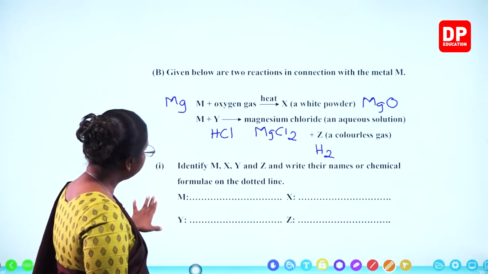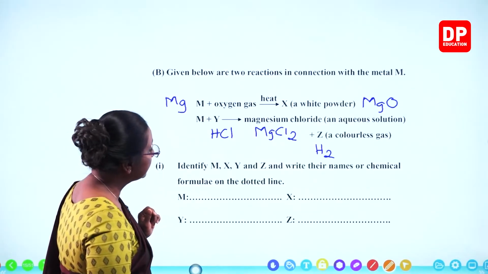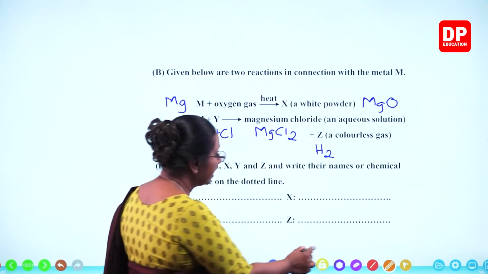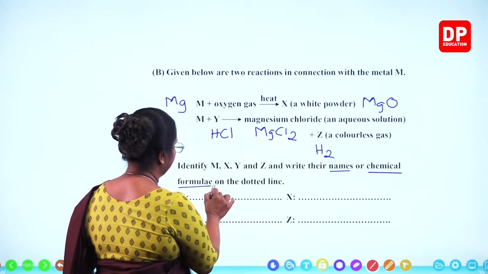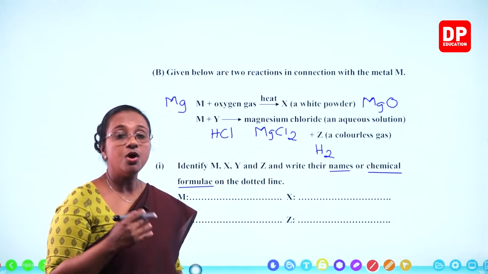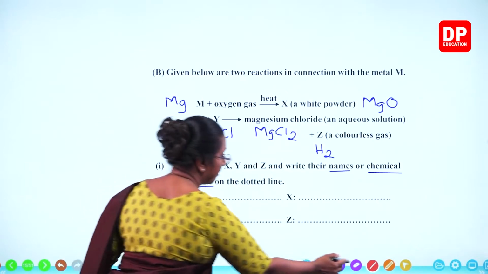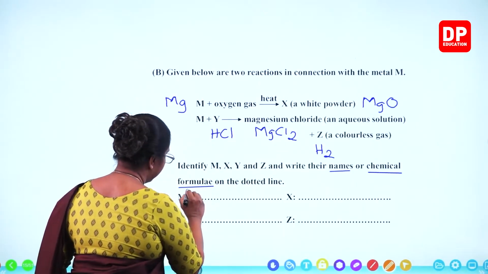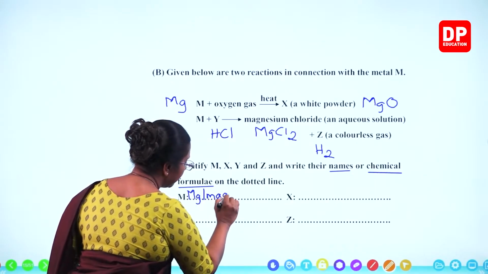Then, if we answer the questions, identify M, X, Y and Z and write their names or chemical formulae on the dotted lines. So here also you can write the name or the chemical formulae. So for M, we can write it as Mg, or you can write it as magnesium.